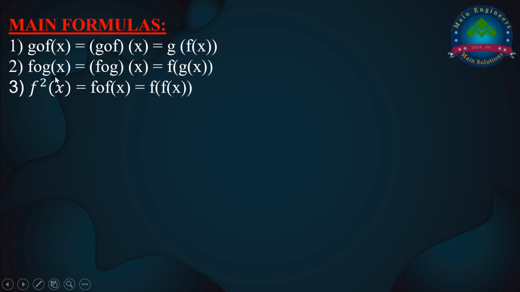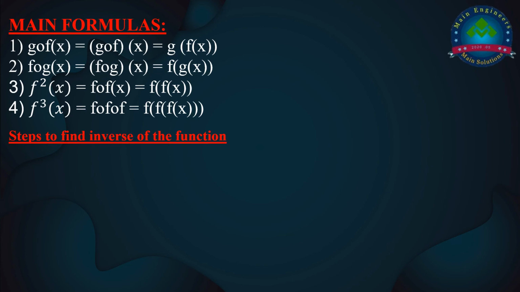Third one, f squared of x, is equal to f of f(x), function of f(x). In this way we can find out f squared of x. Same with f cube: we write f of f of f, so three f's become f cube, and we have to find one by one. First f(x), then f of the remaining output of f(x), and again f of the remaining output. In this way we can find the cube of the function x.